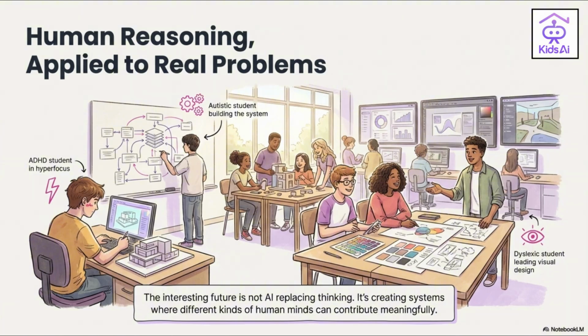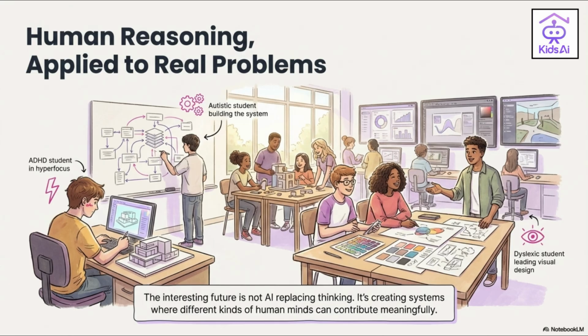At the left front, we can see the ADHD student at a computer, hyper focused, designing visual interface for their prototyping tool. In the left middle, we see the autistic student at the wall with a systems diagram mapping relationships between components. At the left back, the teacher, visible, facilitating, asking questions, checking in. At the center, a group discussion.